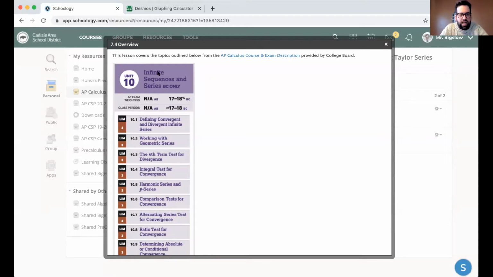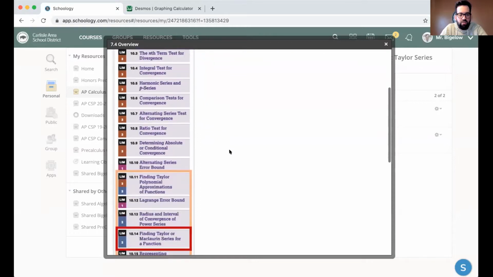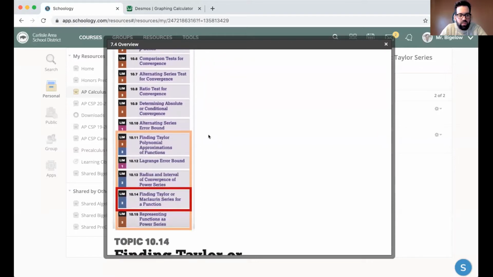If you look at Unit 10 of College Board's breakdown of our course, as with this whole unit, we're in the second half of the lessons here, and we're specifically looking at lesson 14, finding Taylor or Maclaurin series for a function. We're going to be jumping around through these 5 lessons a little bit. There's a lot jam-packed in here. So this is going to take us 9 lessons to cover this whole unit. So we've got a lot more to go through here.